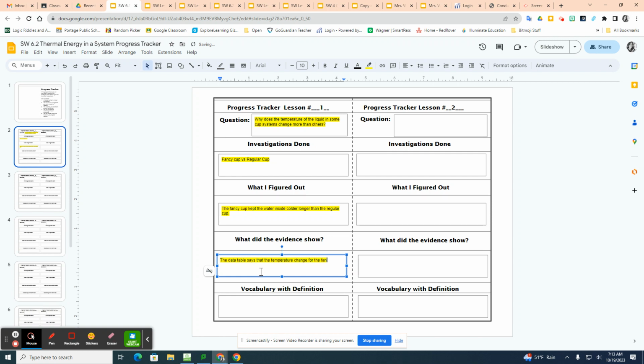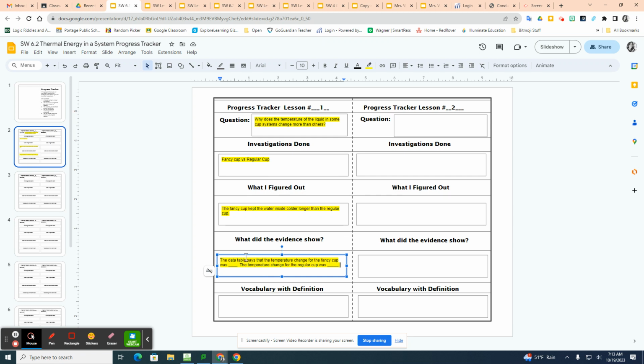change for the fancy cup was, whatever that number is for you, for your class. The temperature change for the regular cup was whatever that number was in your class. Okay? Now, if you were a class that had no change in either of them, or if they were the same, maybe there's an average that you could use. But otherwise, you can show the data.